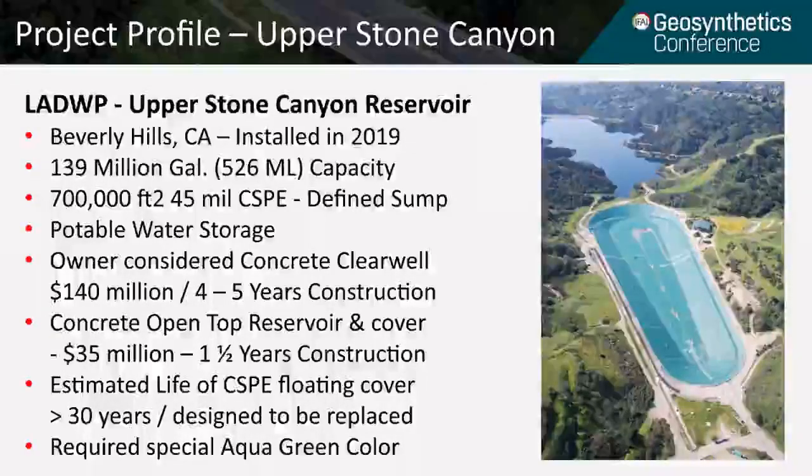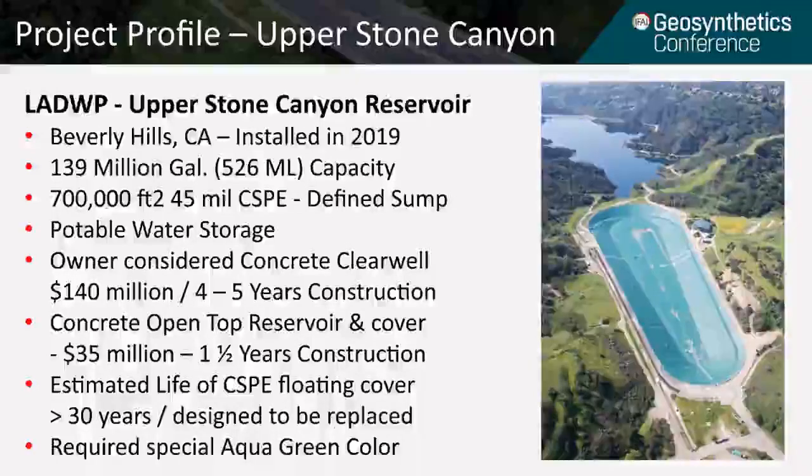This project profile is known as the Upper Stone Canyon. It's owned by Los Angeles Department of Water and Power. It's their Upper Stone Canyon Reservoir, located just outside of Beverly Hills, California, and was installed in 2019. It had a total capacity of 139 million gallons, or 526 million liters. It incorporated a 700,000 square foot, 45 mil 3-ply CSPE floating cover system in a defined sump construction, and it was for potable water storage and treatment.